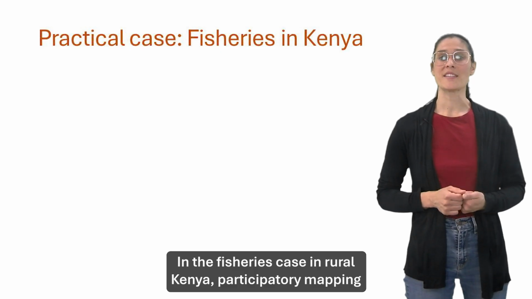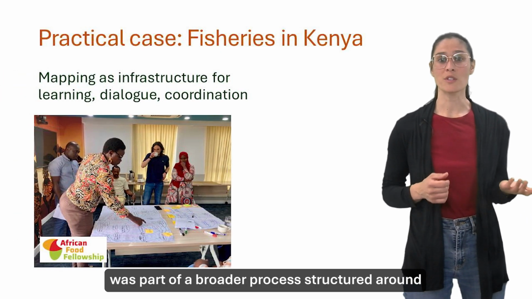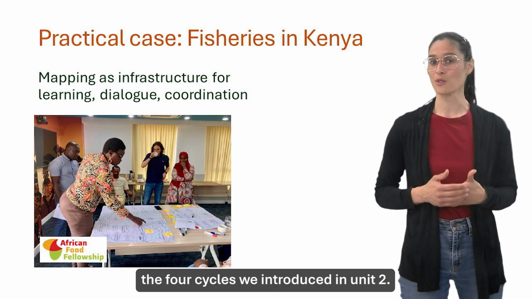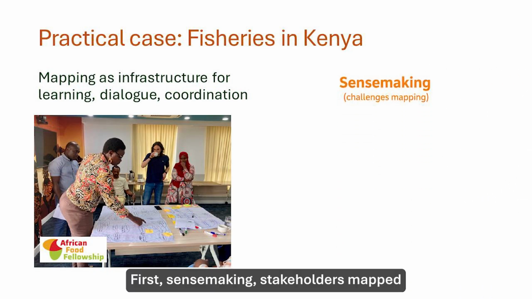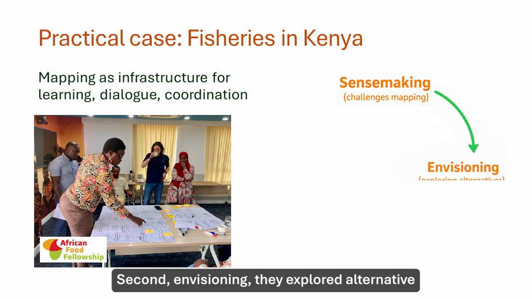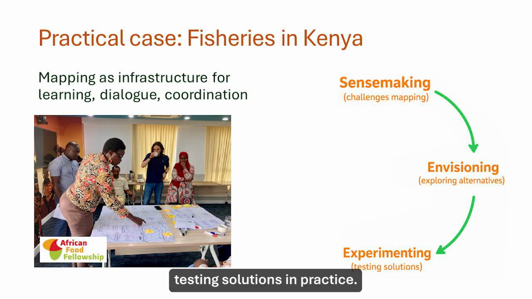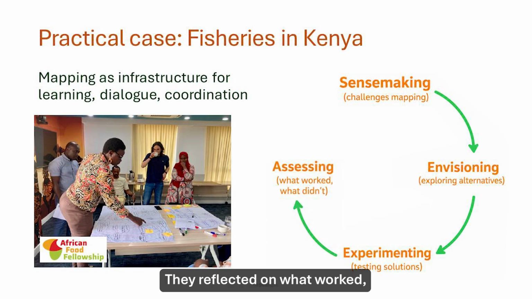In the fisheries case in rural Kenya, participatory mapping was part of a broader process structured around the 4 cycles we introduced in Unit 2. First, sense-making. Stakeholders mapped challenges such as overfishing, unstable incomes, and lack of infrastructure. Second, envisioning. They explored alternative futures such as sustainable fishing practices or diversification into aquaculture. Third, experimenting. Actors began testing solutions in practice. And fourth, assessing. They reflected on what worked, what didn't, and what to adapt. These cycles repeated over time.